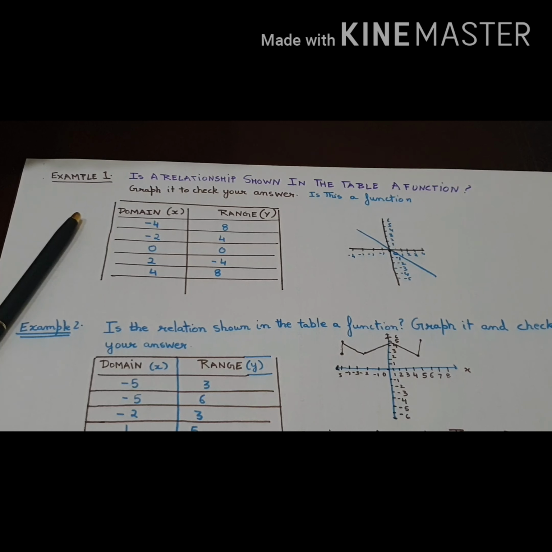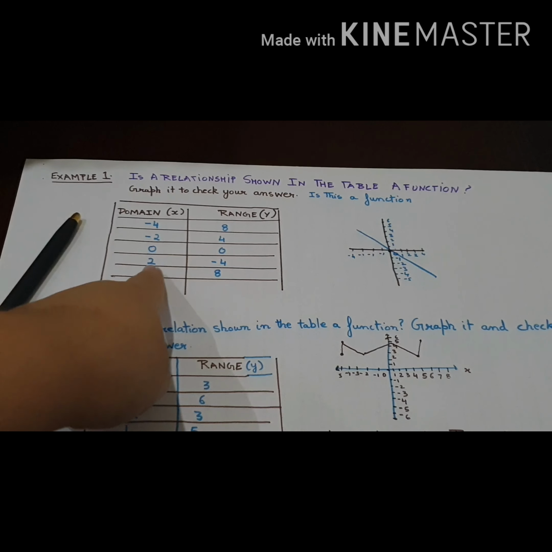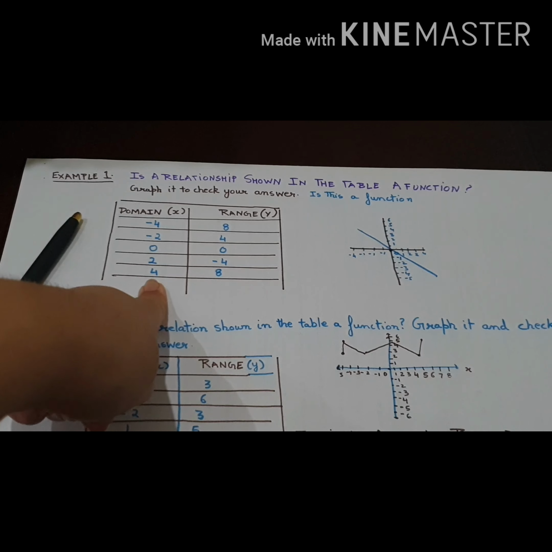As I have told you, x coordinates are the domain and y coordinates are the range. So in x there are -4, -2, 0, 2 and 4. And in the range y there are the numbers 8, 4, 0, -4 and 8. I have told you earlier also that you have to keep in your mind the concept of whether in this tabular form the x value is repeating. No, the x value is not repeating.